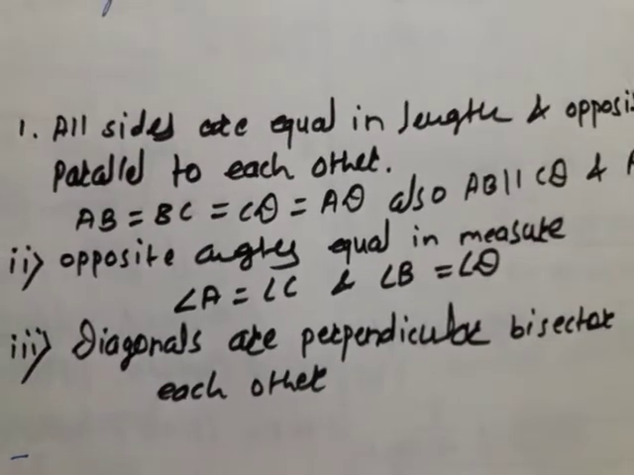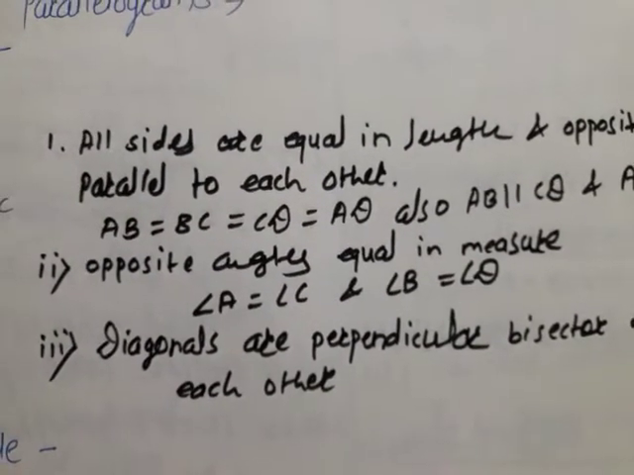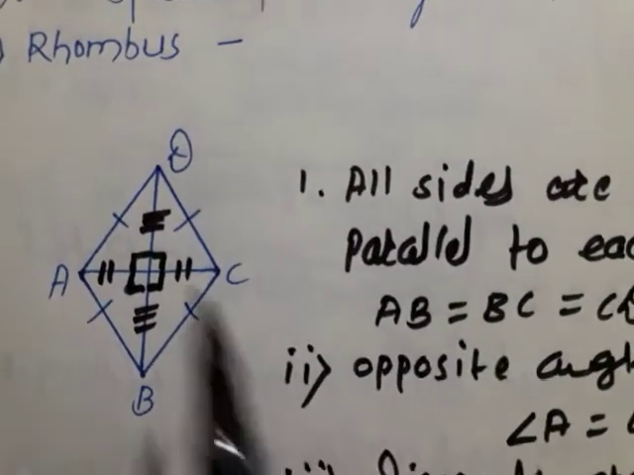Perpendicular bisector of each other. Those are the three very important properties regarding the rhombus. Got it? What I said? I will show you this figure once again and I will explain.